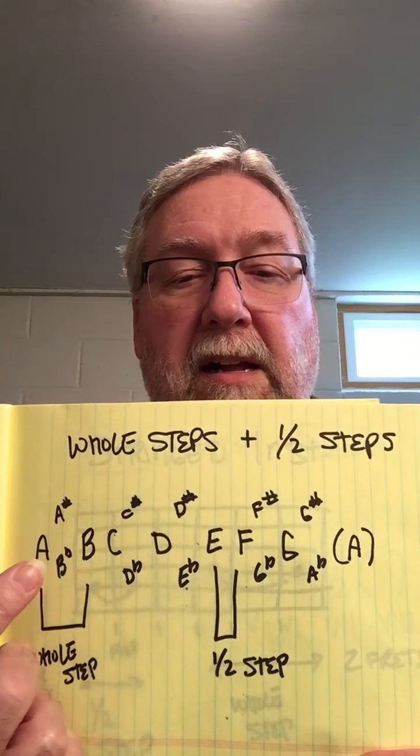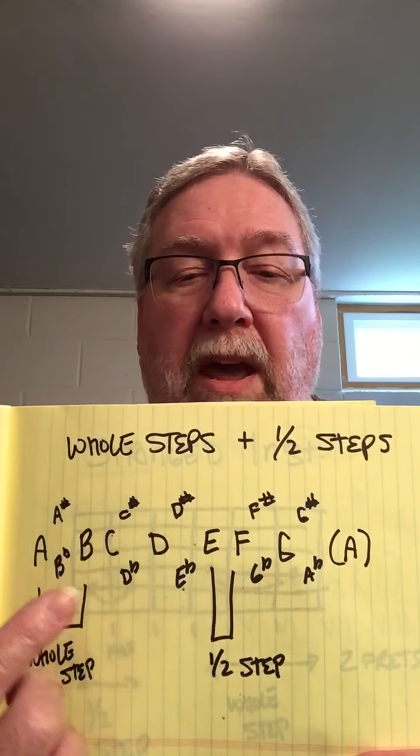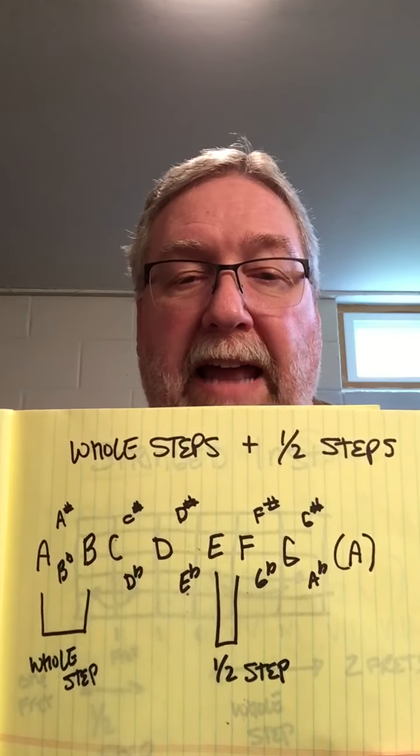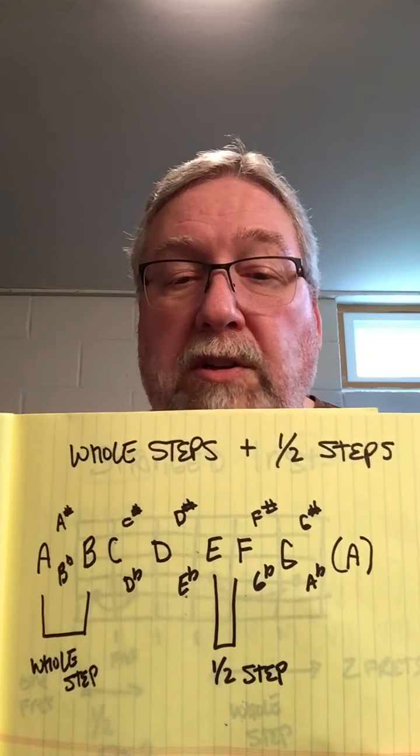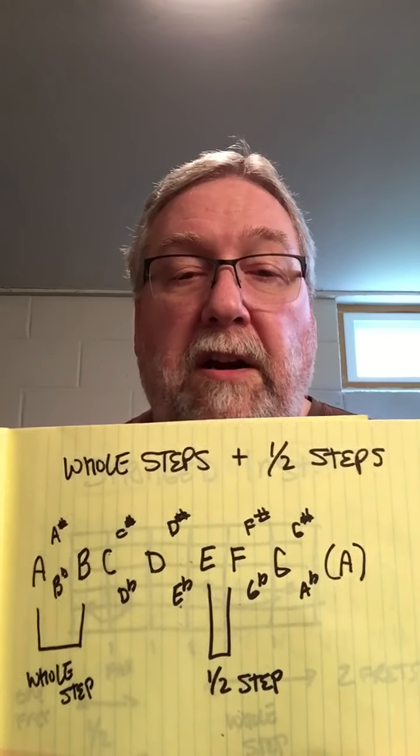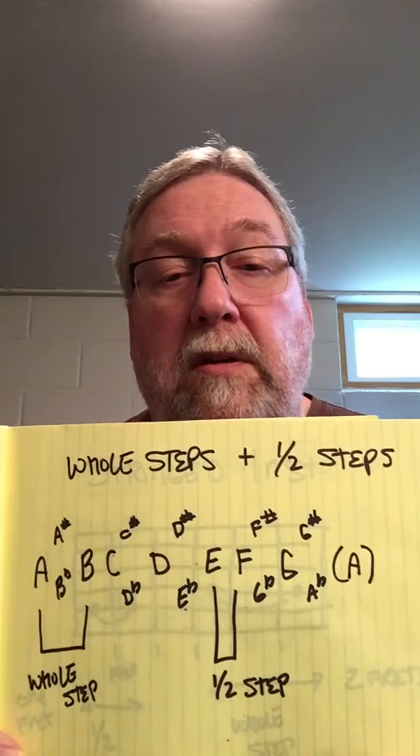So let's think about this a bit. To create a scale, we may be including notes that are flatted or sharped, and we have a combination of whole steps and half steps. So that's why some musical keys, like the key of C, are very simple.